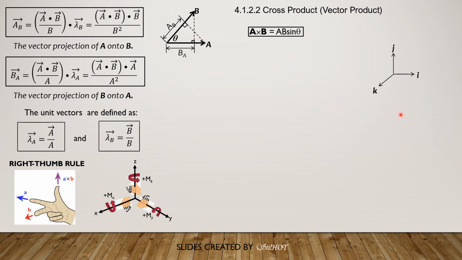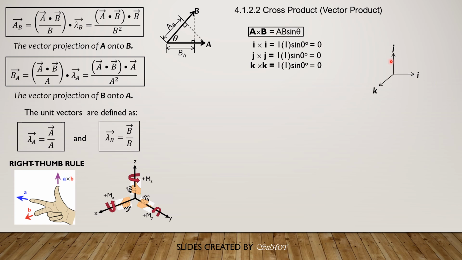With respect to the unit vectors, when you position your four fingers towards the I direction, the positive I unit vector of the x-axis, then curl them towards J, your thumb will be pointing towards K. So I cross I is 0, because if you use the formula, the angle between them is 0. Remember, I dot I was 1, but I cross I is 0. J cross J is also 0 because the angle between J and J is 0 and sine of 0 is 0. K cross K is also 0.